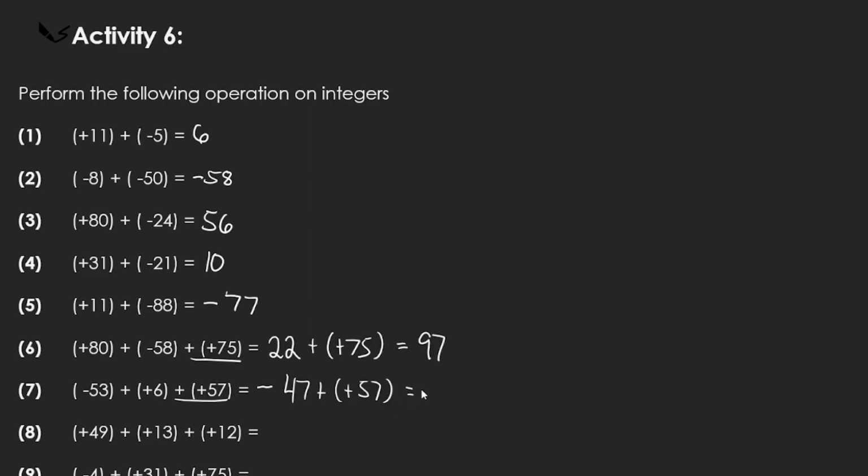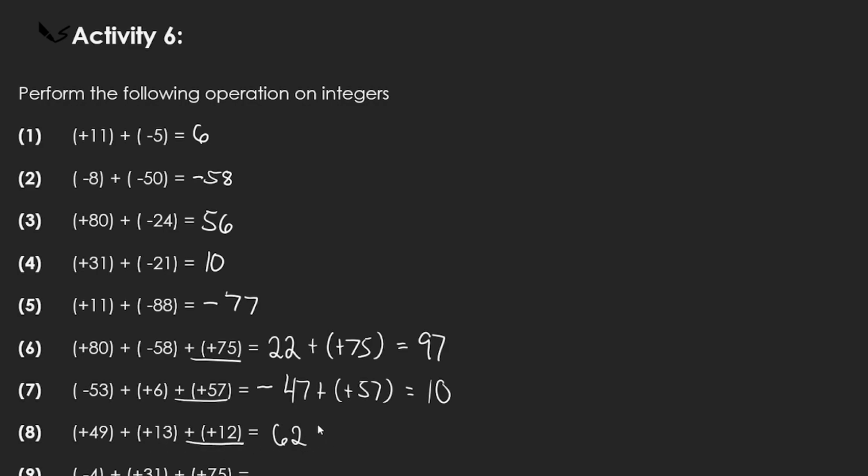So we will use the positive sign. The difference of 47 and 57 is 10. Number 8. 49. Number 8. Positive 49 plus positive 13. Same signs. So we would just simply add. 49 plus 13 is 62.